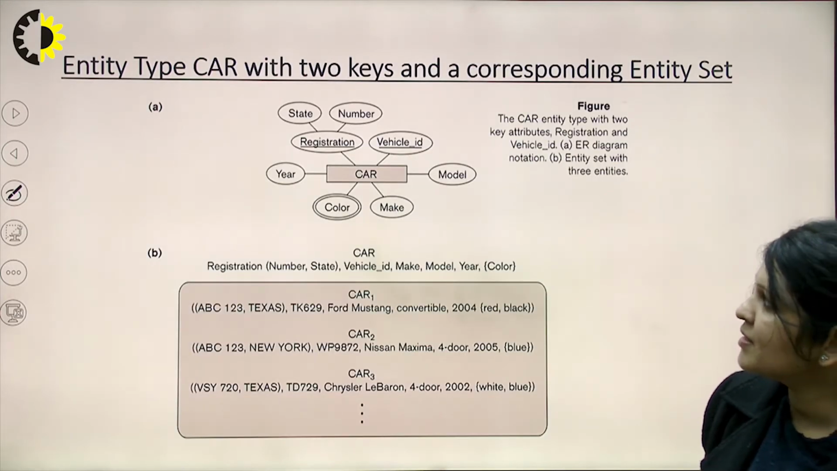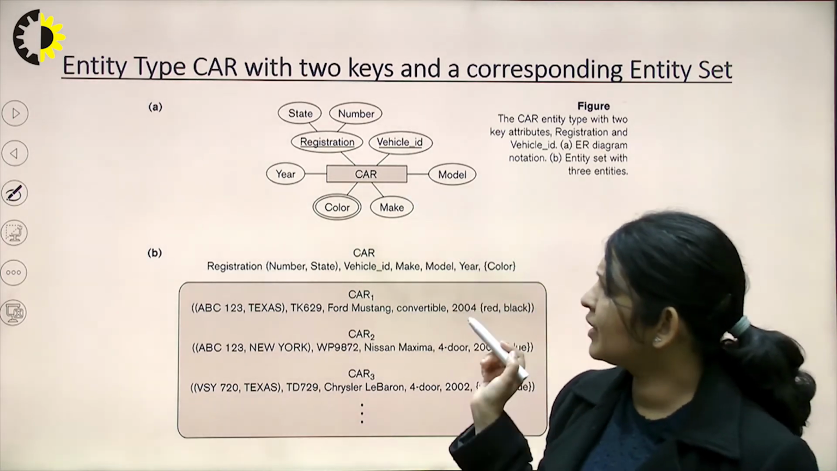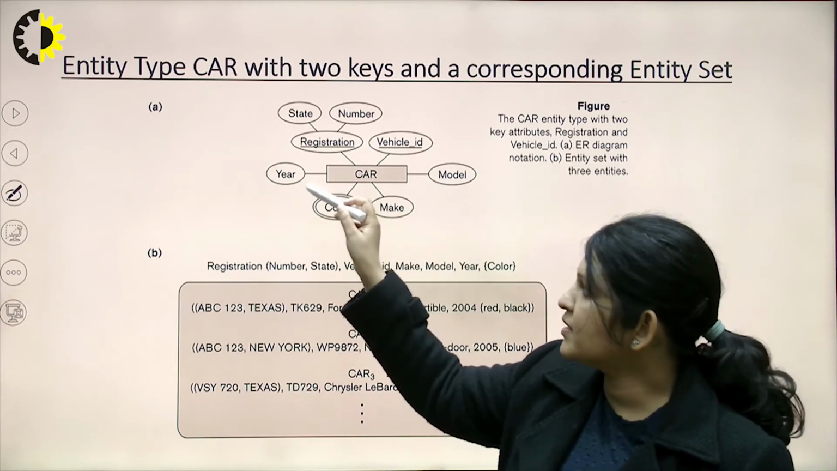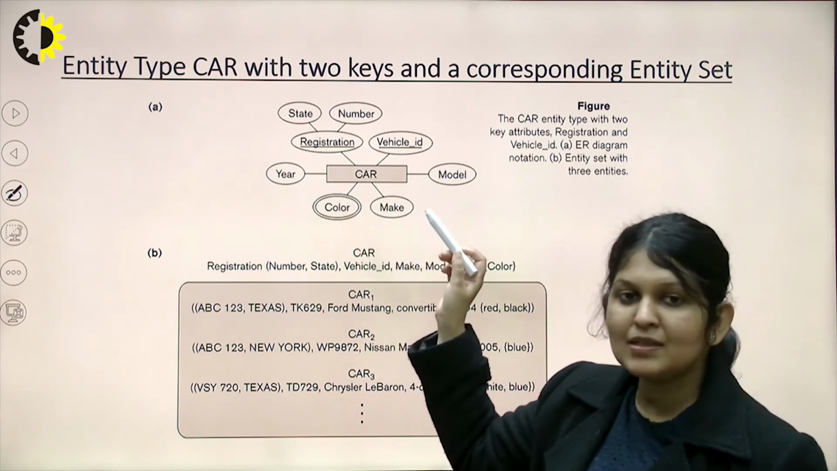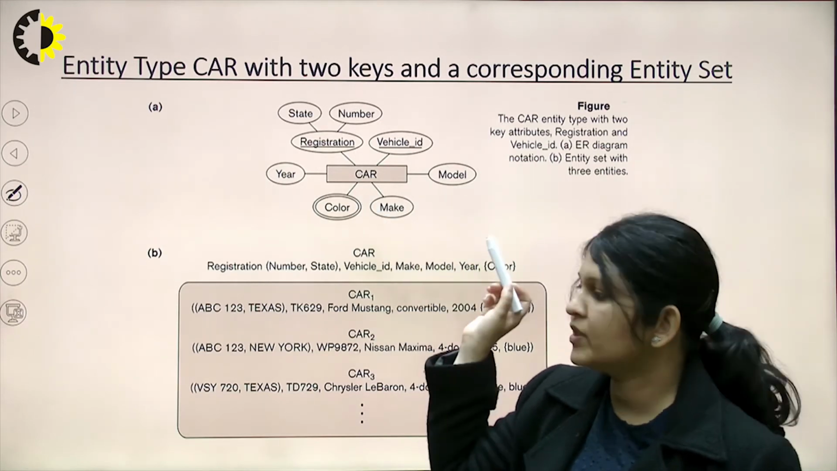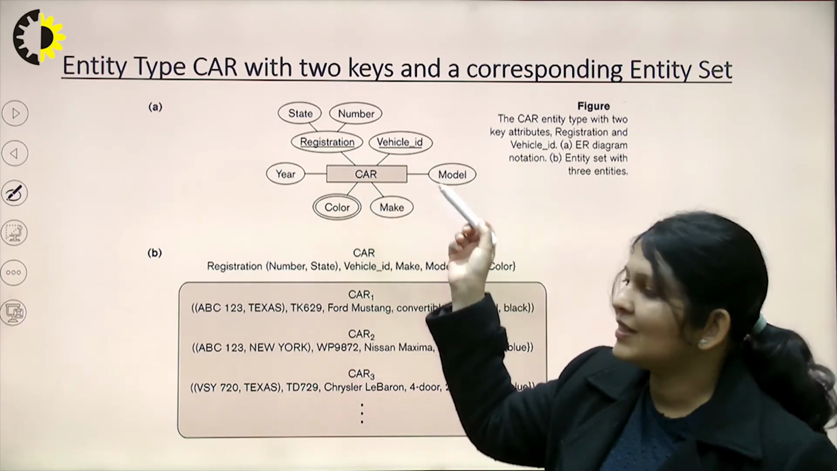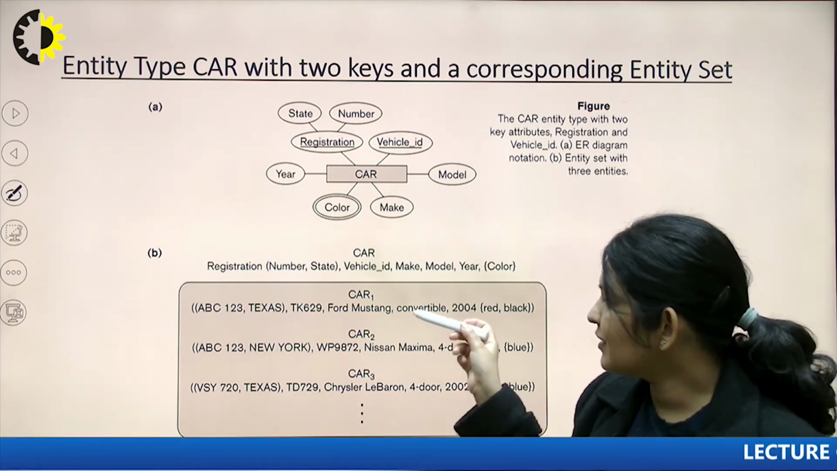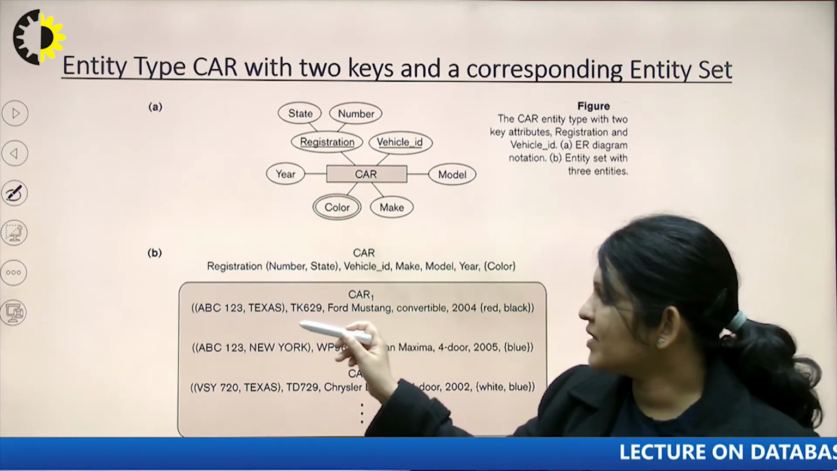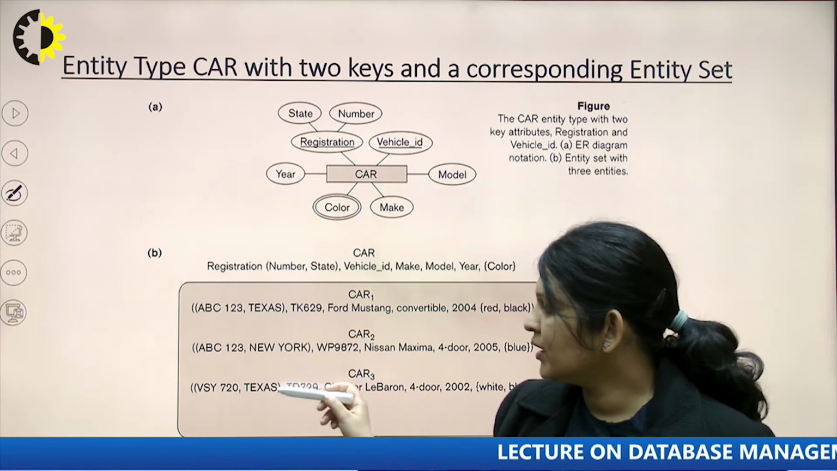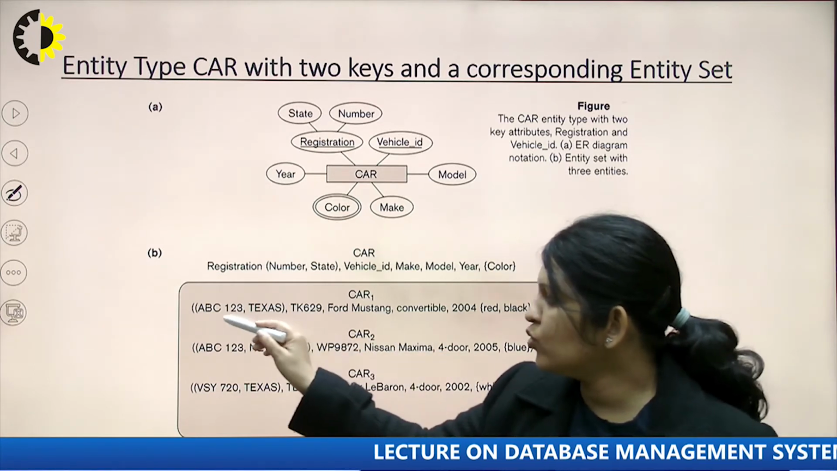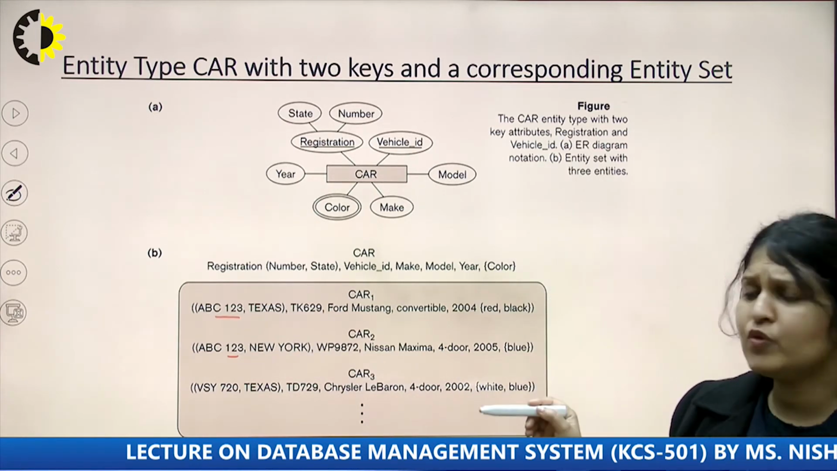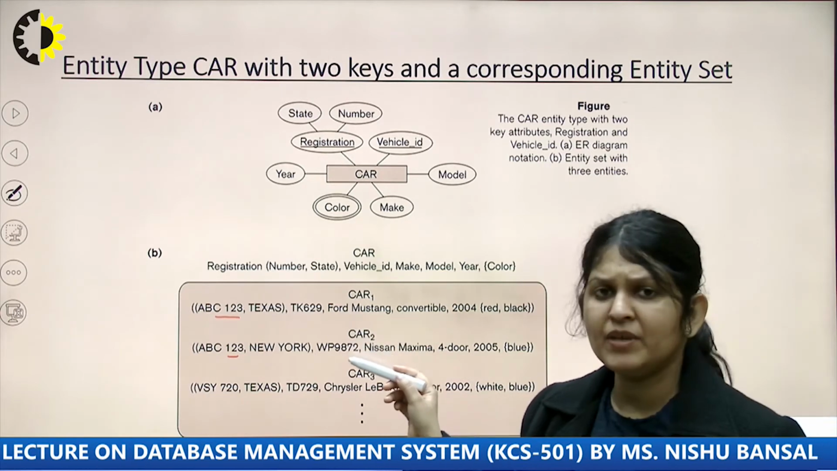So here we have a simple car example where we have various attributes of car which are represented within ovals. Here color is a multi-valued attribute, so we have represented it using a double oval. And registration and vehicle ID are the keys, so they are represented using underline. Then these are the various instances, for say, specific cars like ABC 123, and if we have two similar numbers, they may have different states. So no two vehicles can be the same; registration cannot be the same.